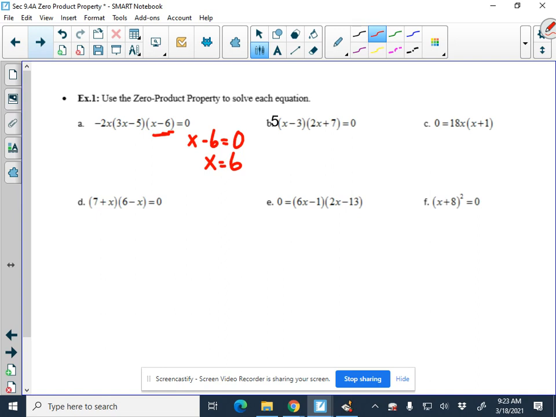Now, there are 3 distinct little sets of numbers up there. One of the other numbers is this, 3x minus 5. I'm going to set that equal to 0 to figure this out. So if I add 5, I get 3x equals 5. Then if I divide by 3, I get x equals 5 over 3.